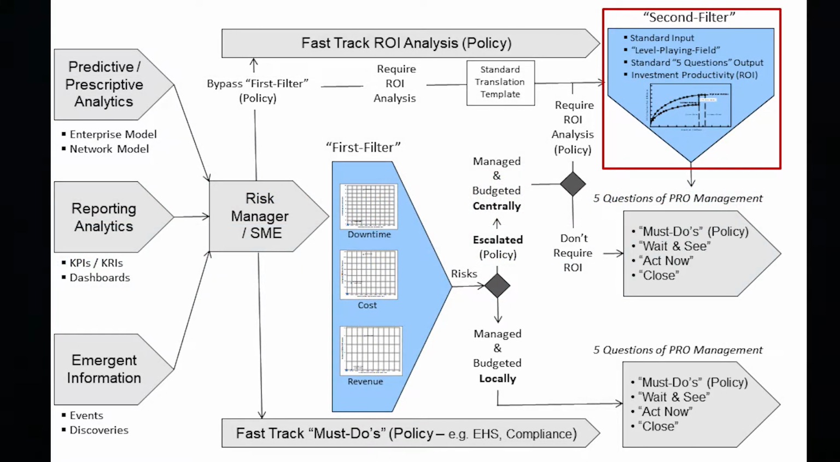The risk assessment's second filter is applied to the subset of risks and opportunities that require significant investment and consequently should require a return on investment calculation, or what I like to call an investment productivity measure. Watch the video on the 5 questions of Pro Enterprise Management to understand the insights that are generated by a risk assessment second filter.